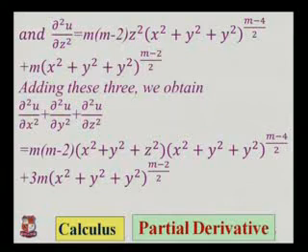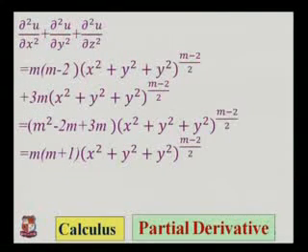Adding these 3, we obtain del square u by del x square plus del square u by del y square plus del square u by del z square. We have this answer. So adding all these 3, we have x square plus y square plus z square. Simplifying these terms, we are getting m plus 1 into m, x square plus y square plus z square raised to m minus 2 by 2.